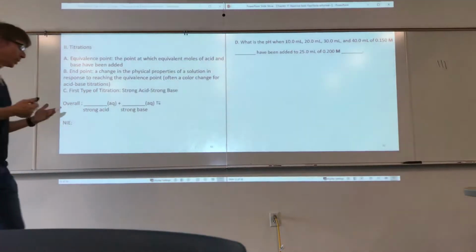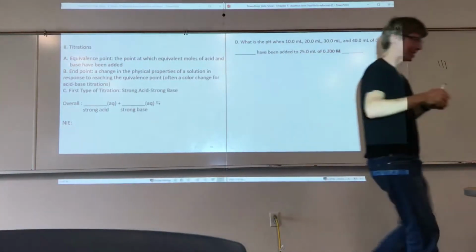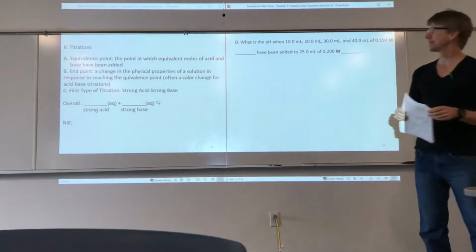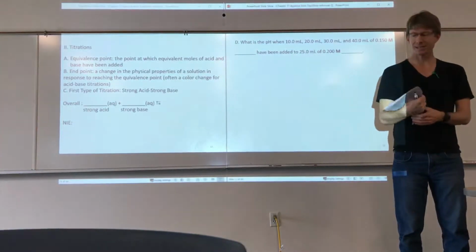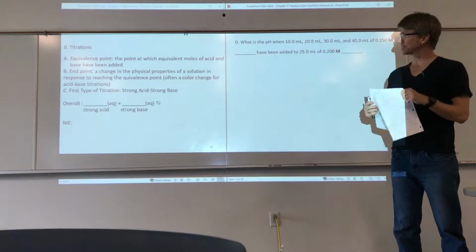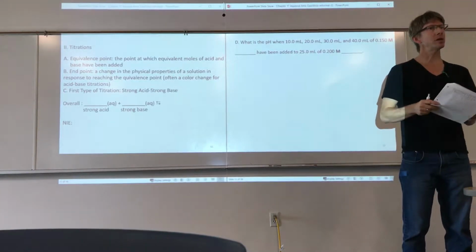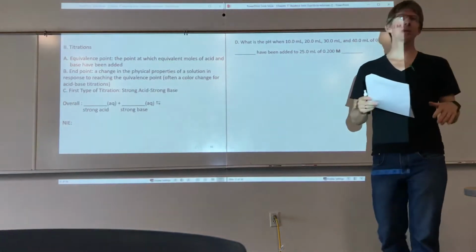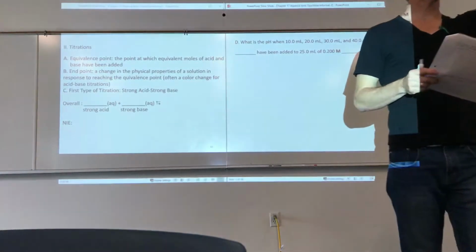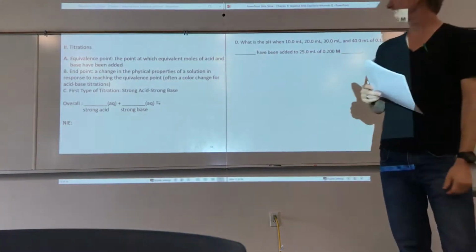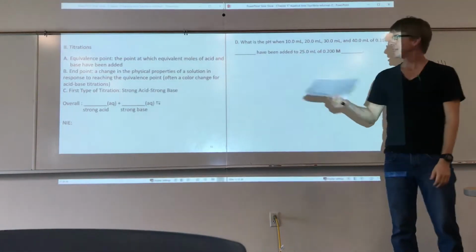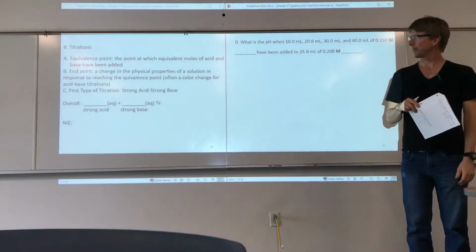Cool. Okay, well, then the next topic in Chapter 17 is titrations. We talked about titrations in Chem 400, although the only type of titration we did in Chem 400 was strong acid, strong base. And that's going to be our starting point here: strong acid, strong base.